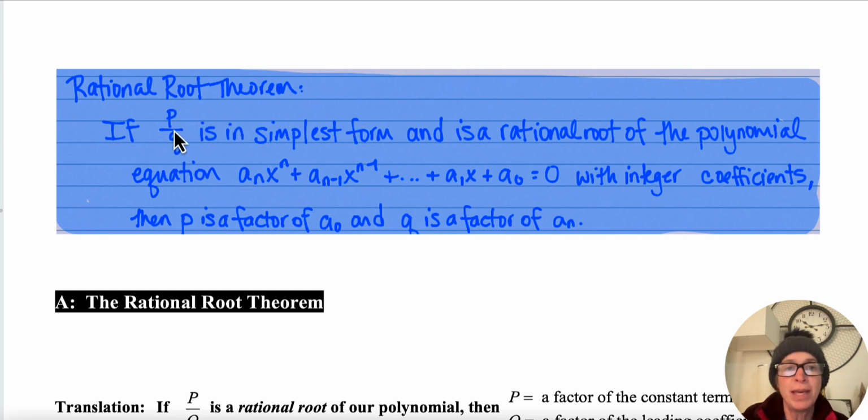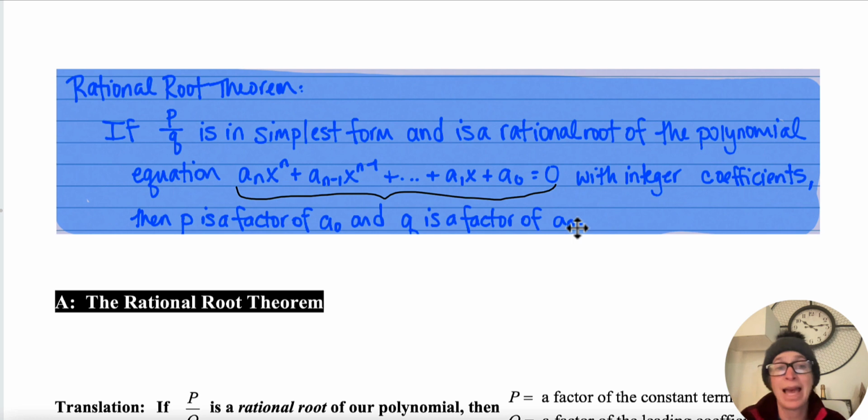So if p over q is in its simplest form and is a rational root of the polynomial equation, so this is just showing me a polynomial equation with integer coefficients, then p is a factor of a sub 0 and q is a factor of a sub n.